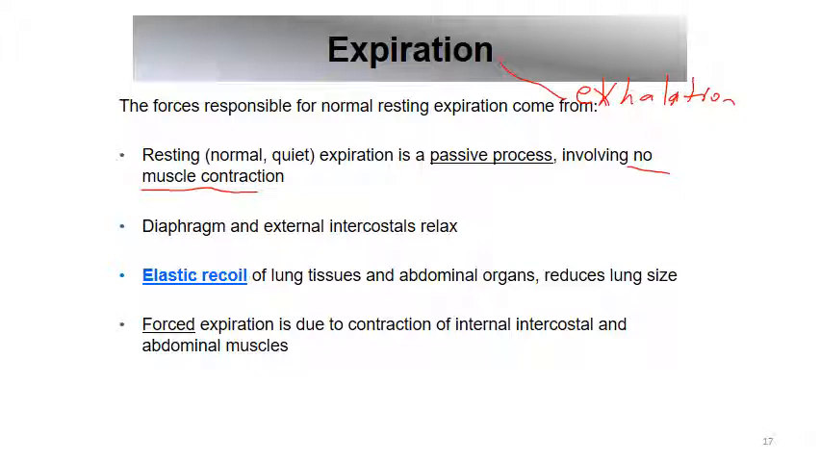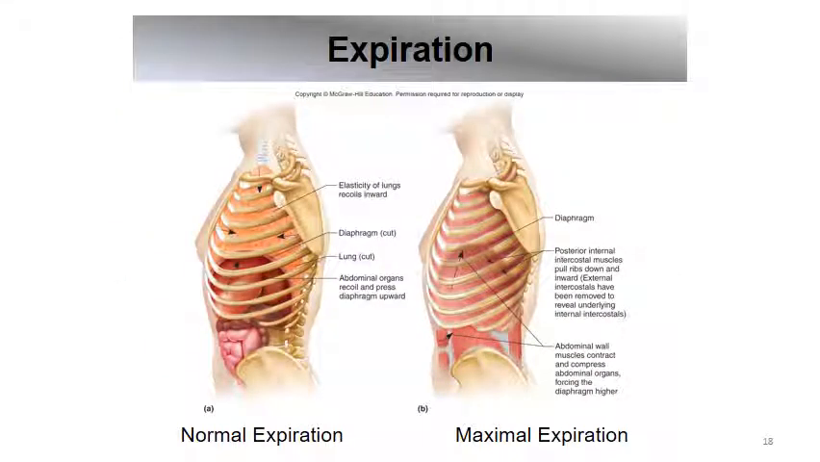Forced expiration, trying to get as much air out as you can. This involves the internal intercostals and the abdominal muscles. So in this case, the forced exhalation is not passive, it is actually an active process. Okay, so for the normal expiration, the diaphragm and the external intercostals are going to relax, but for the maximal expiration, our internal intercostals are working for the forced exhalation, and also our abdominal muscles.